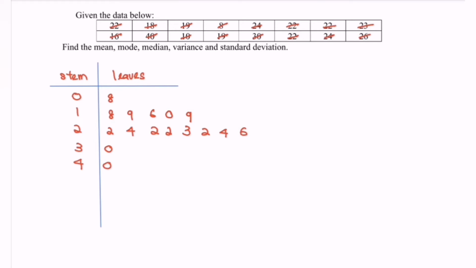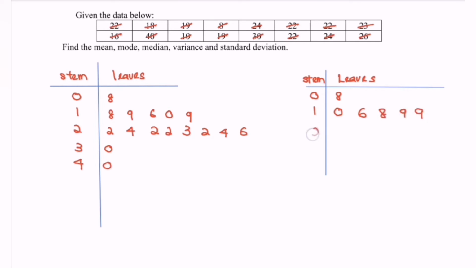Next, what we have to do is to rearrange all the scores in a vertical manner from the smaller score to the bigger score for each stem, and the leaves are arranged in ascending order from the top to the bottom, from the left to the right. So we have the stem and then the leaf. Here we have 0 and 8. Referring to the 1, we have 0, followed by 6, then 8 and 9 two times.